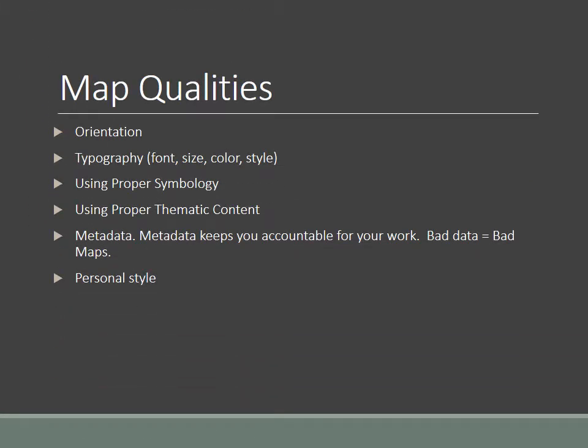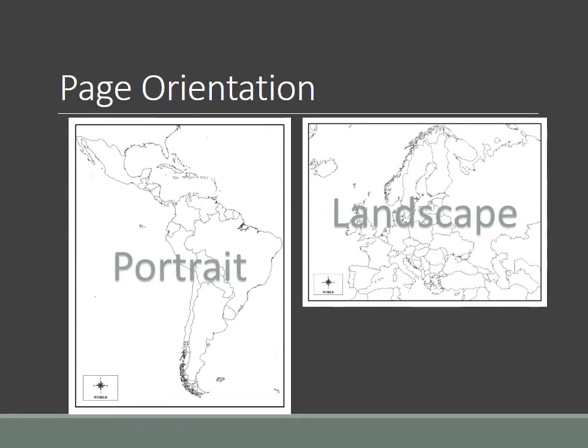When we talk about maps, we use some basic terminology about their qualities or characteristics. Page orientation can be either portrait or landscape, depending on the geographical area of your map. Experiment with both of these to determine the most appropriate page orientation for your specific map.